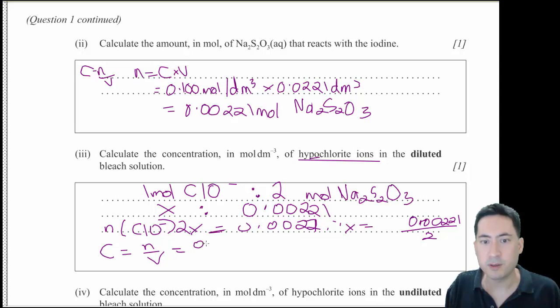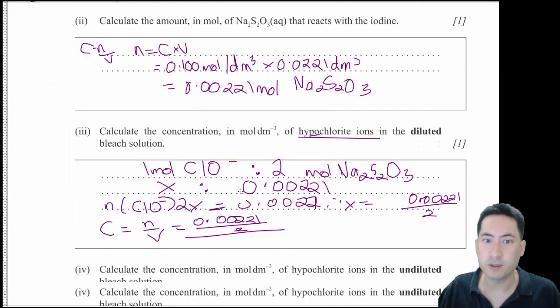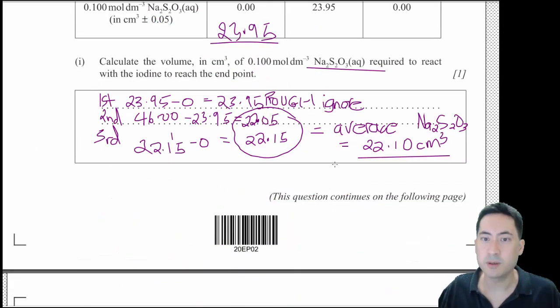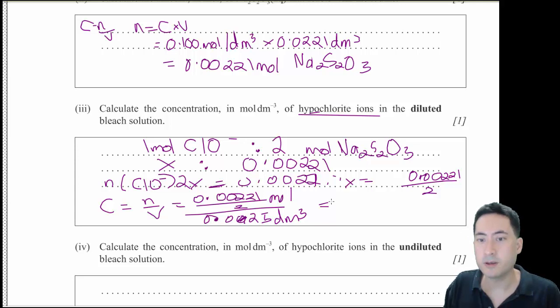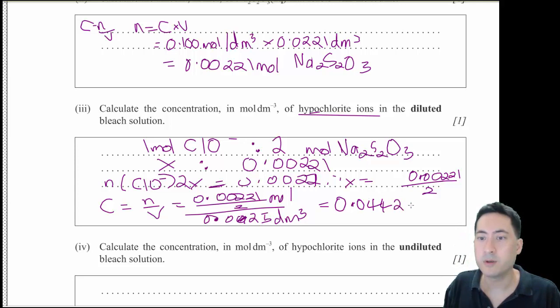So we have 0.00221 on 2, divided by the volume, and the volume of this solution that was taken out was 25 mils, so that's 0.025 decimeters cubed. So this is the number of moles that we worked out, and this is the volume. If we plug that into the calculator, we get a final reading of 0.0442 moles per decimeter cubed.